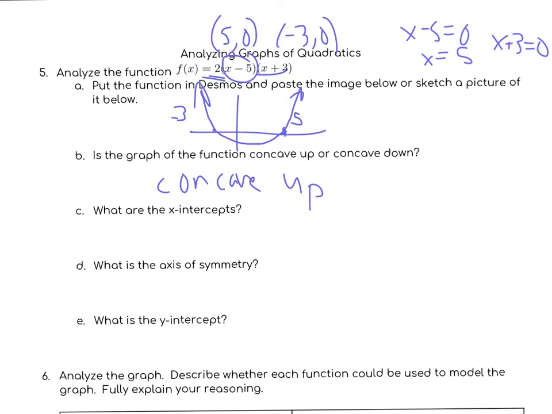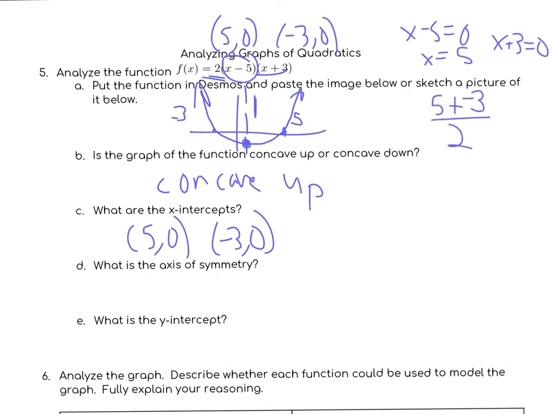What are the x-intercepts? That's where we cross the x-axis. I already figured those out: 5, 0, negative 3, 0. If you're struggling on that, Desmos can help you with that. What is the axis of symmetry? Okay, that's got to go through the middle here. I have 5 and negative 3. The middle of those is 1. If you don't believe me, to find the middle, find the average. 5 plus negative 3 is 2, divided by 2 is 1. So the x value of the vertex is going to be 1. You can find that on Desmos also.